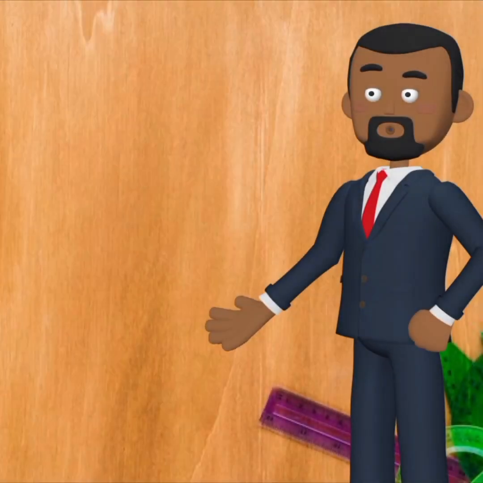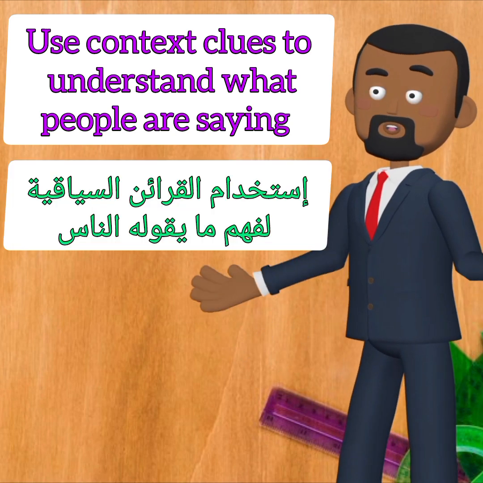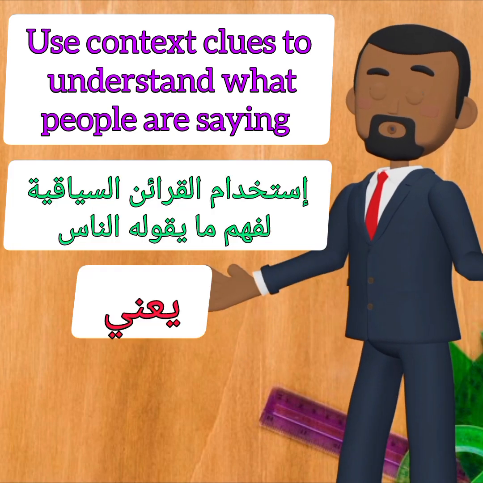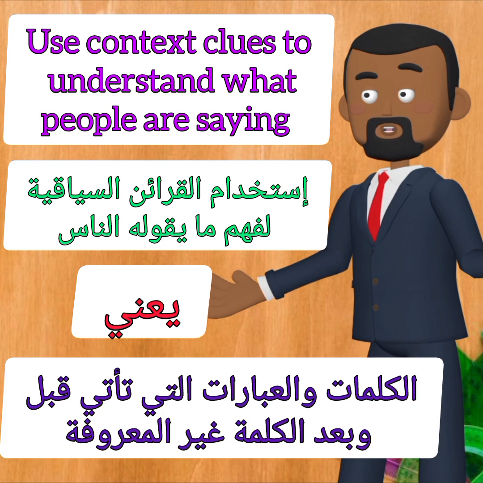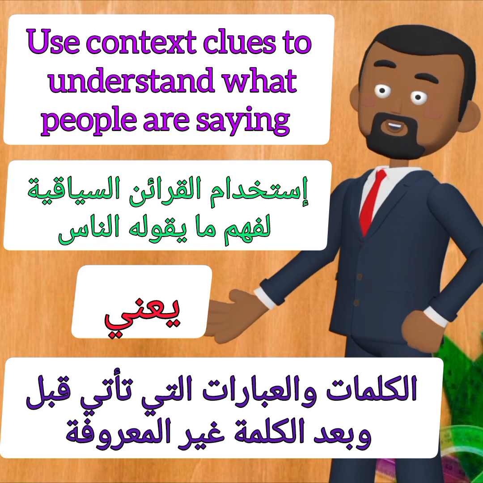Use context clues to understand what people are saying. If you don't understand a word that someone says, try to use context clues to figure out what it means. Context clues are the words and phrases that come before and after the unknown word.